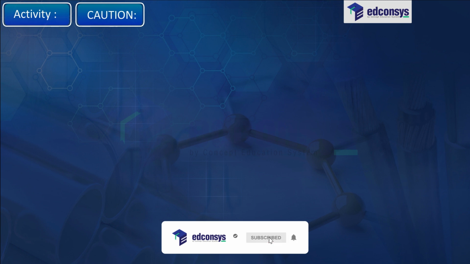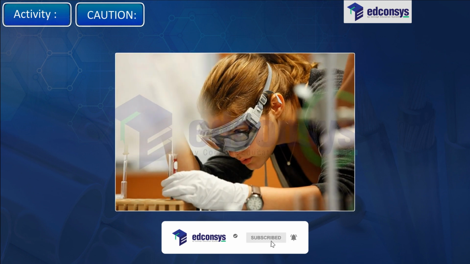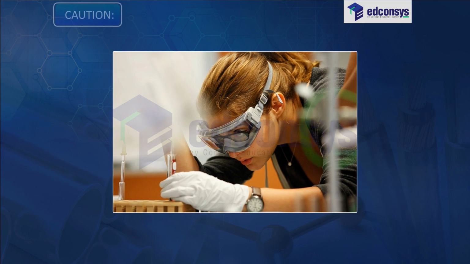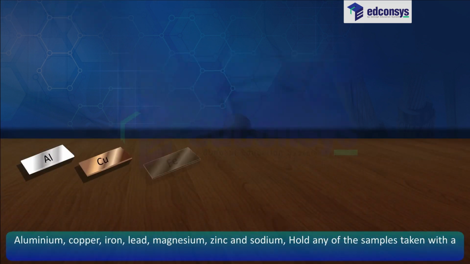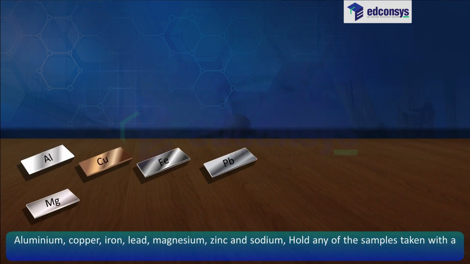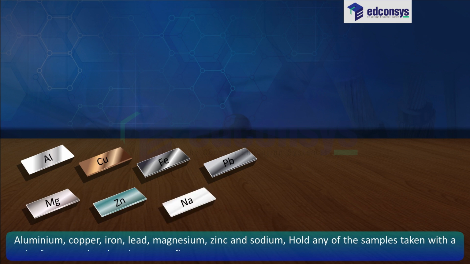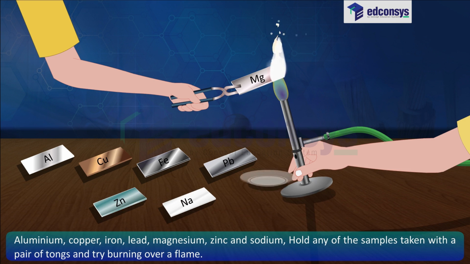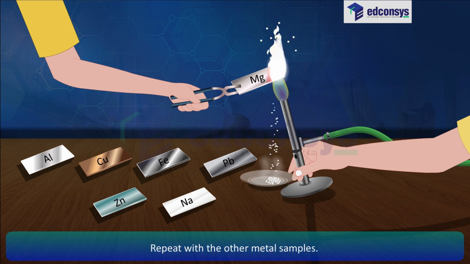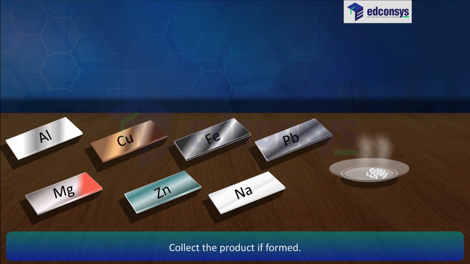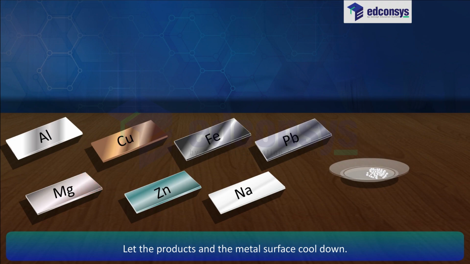Activity. Caution: it would be better if students wear eye protection. Aluminum, copper, iron, lead, magnesium, zinc and sodium. Hold any of the samples taken with a pair of tongs and try burning over a flame. Repeat with the other metal samples. Collect the product if formed. Let the products and the metal surface cool down.